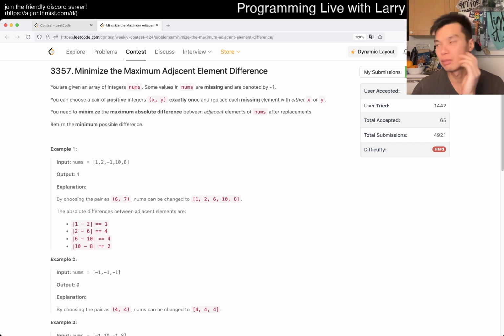Minimize the maximum. So I'm just getting my iced tea while thinking. Or herbal tea, really.